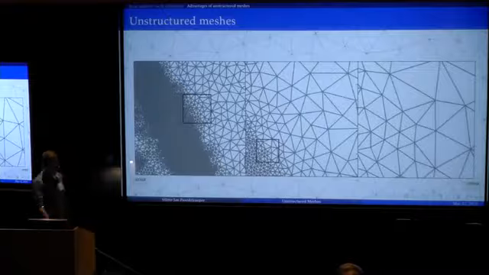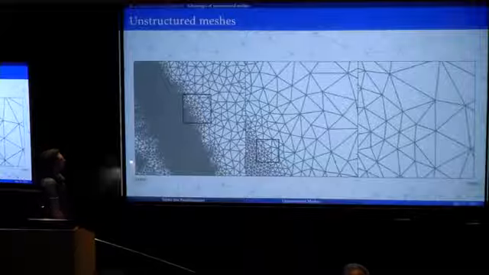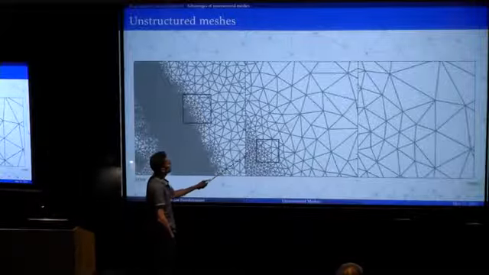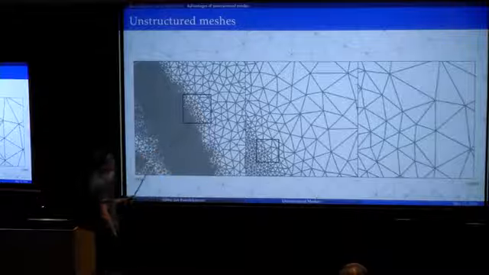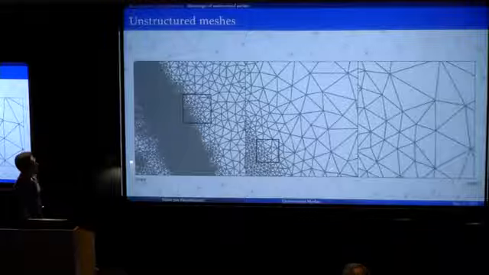And the thing to notice is that although the resolution varies by an order of magnitude in this particular example, there's no topological defects in this mesh. Every triangle is surrounded by 3 other triangles, no matter where you are in this mesh. So that's a big advantage, I think. So you don't need to do anything special when the resolution changes.